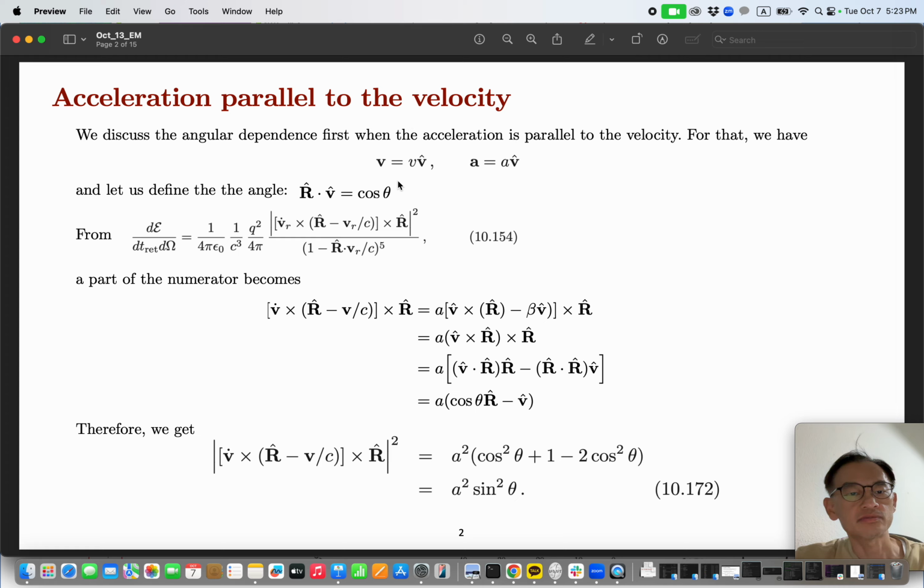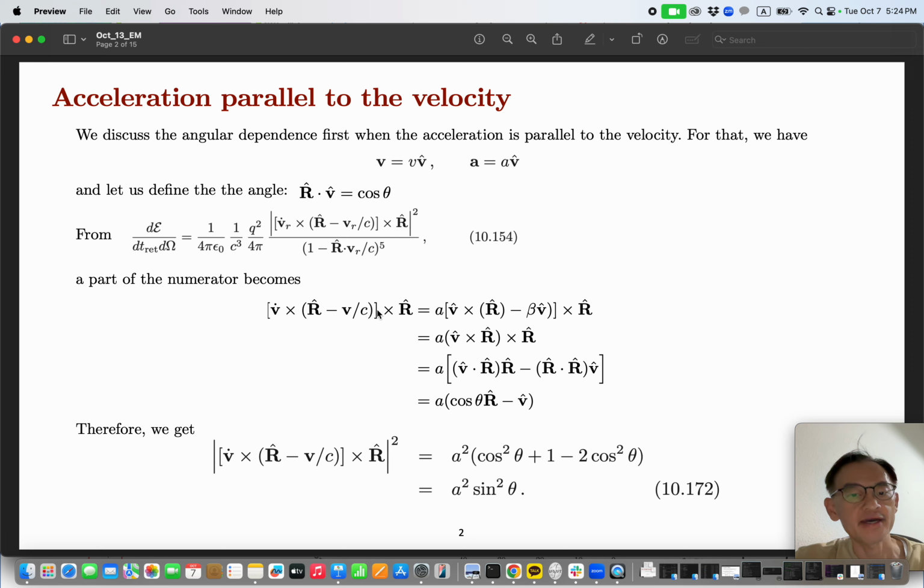For that, we parameterize the velocity as a certain number with a certain direction, v hat, and the acceleration is also in the direction of the velocity. Then we introduce the angle between capital R hat and the unit vector of velocity to be cosine theta. This was our original angular distribution in general, equation 10.154. Let's take a look at the numerator before squaring it.